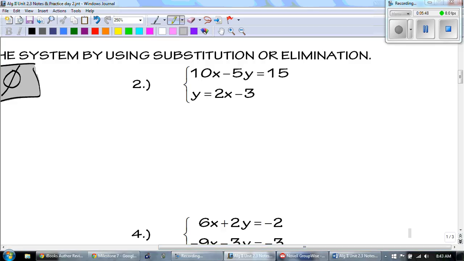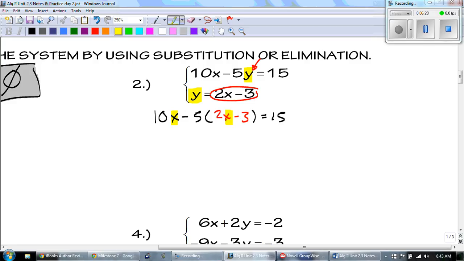All right, number 2. As I'm looking through number 2, I see that the y is by itself. So I'm going to circle what it equals, and I'm going to find the y in my top equation. And now we're going to substitute. So I've got 10x minus 5, 2x minus 3 is what we're plugging in, and that equals 15.